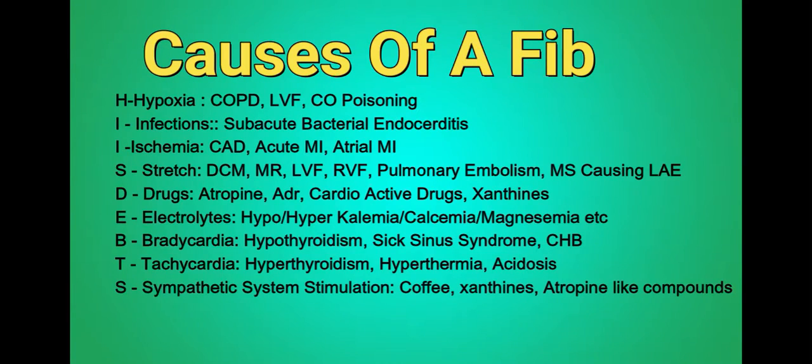Then I for infections. Infections like subacute bacterial endocarditis, which involves infection of the valves and vegetations grow on the valves, and this will occur usually in a patient who has mitral stenosis, pre-existing rheumatic heart disease, and the mitral valves are destroyed and they get infected secondarily.